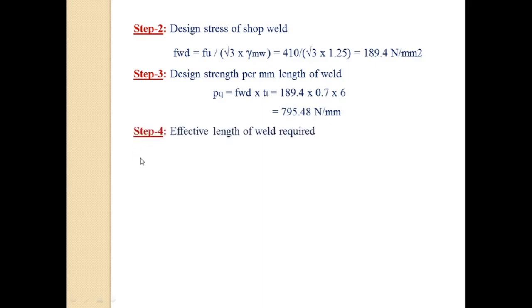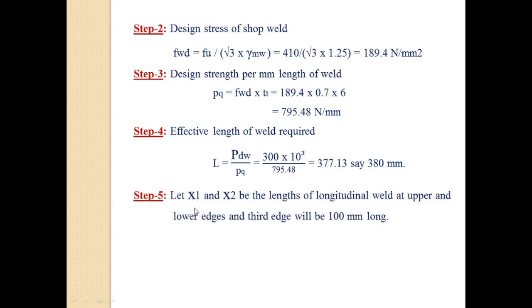So step number 4, effective length of weld required, that is L. L is equal to PdW upon the design strength. PdW we know is 300 kilonewton, meaning 300 into 10 raised to 3 Newton, divided by the design strength per mm length of weld, that is 795.48. We get the value 377.13, that is 380 mm we are saying.